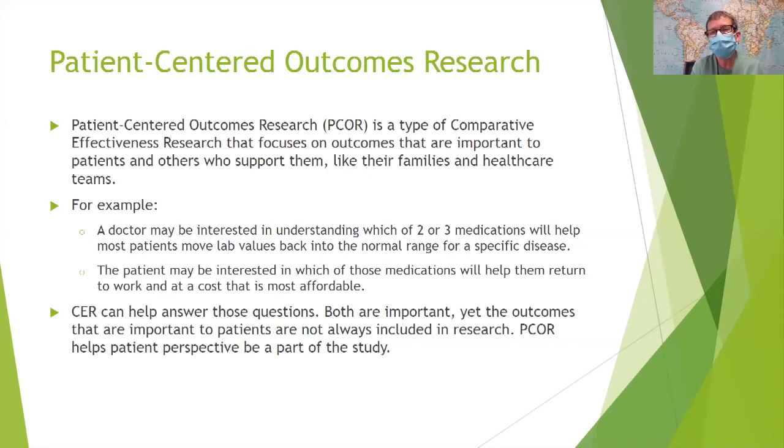So as an example, if you have, say, two medications that are going to be studied, a doctor might be interested in knowing which one of those will help get a patient's lab values, for example, back into the normal range. A patient is going to be interested in that as well for sure, but they also might be particularly interested in knowing, will one of those help me not have so many side effects and help me feel well enough to get back to work? And so that's where it's important to know what the population of interest also thinks are important in terms of the research being done.